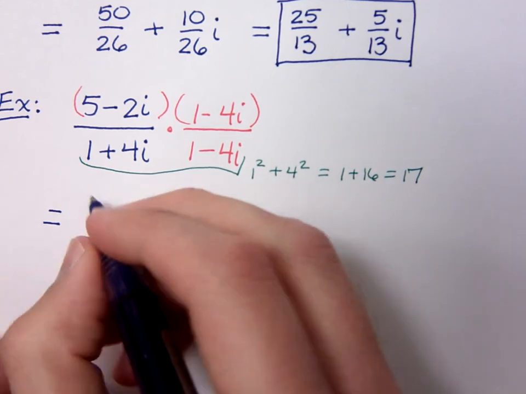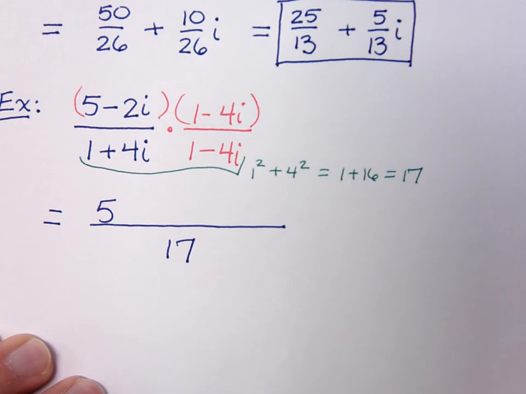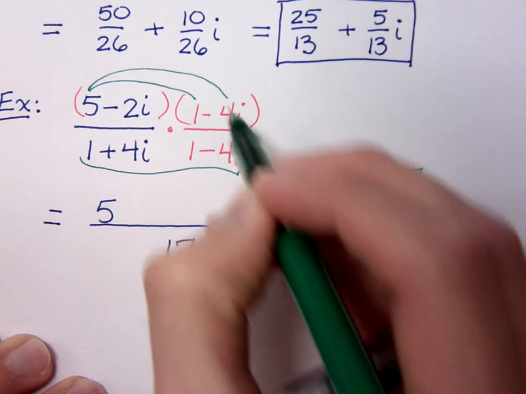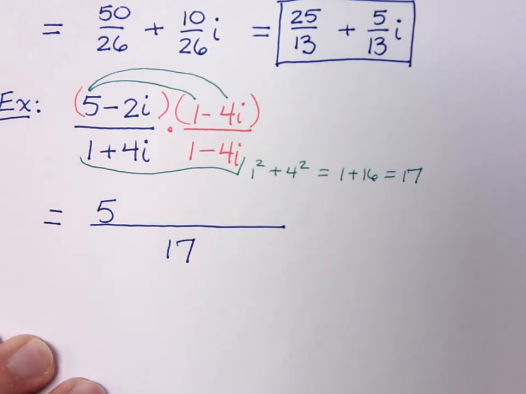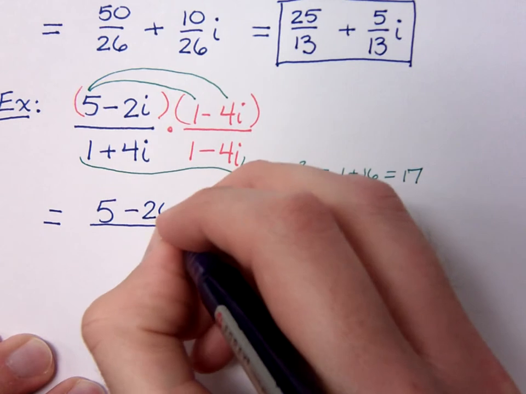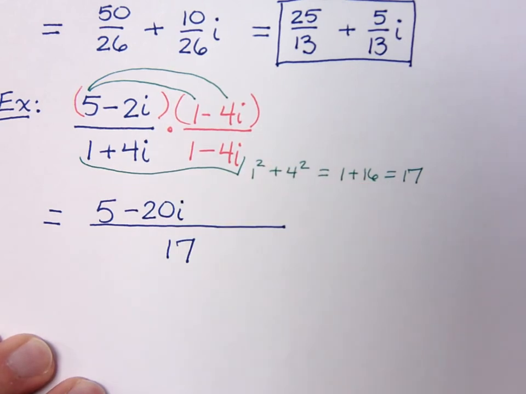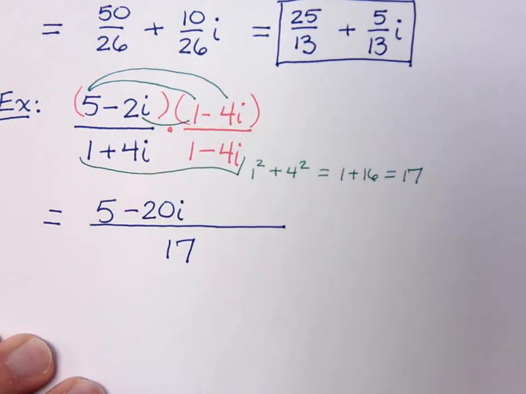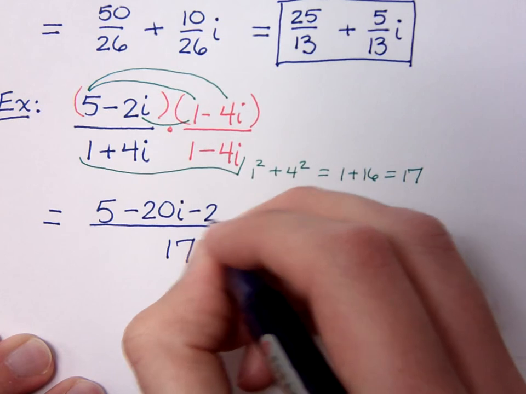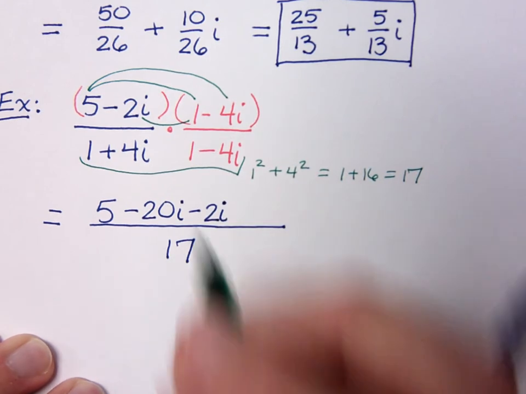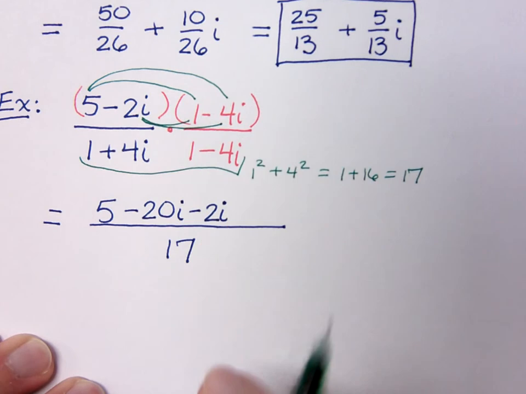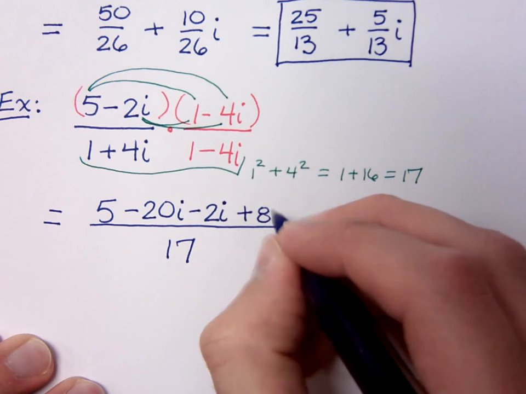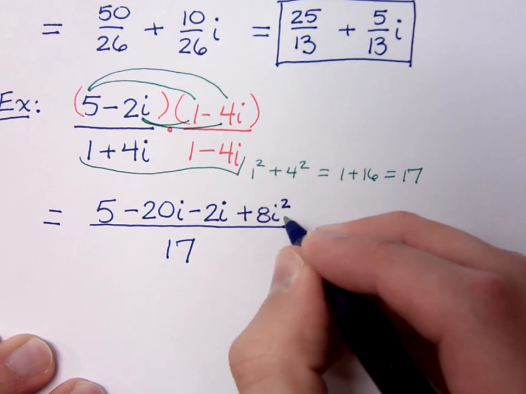The product of your first terms is just going to be 5. Remember, FOIL. So first terms, and then your outside terms. So your outside terms will give you a minus 20i. And then you go for your inside terms. So that's negative 2i times 1, so minus 2i. And then your last terms. Negative 2i times negative 4i is a positive 8i squared. Don't forget the square here.